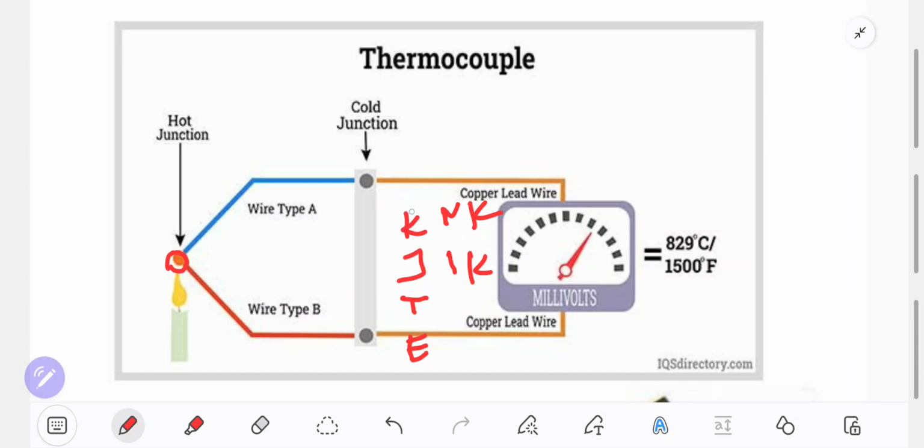What is the difference between type K, J, T, and E for this thermocouple? Type K uses the materials nickel and chromium. Type J uses iron and constantan. Type T uses copper and constantan. And type E uses nickel and chromium.